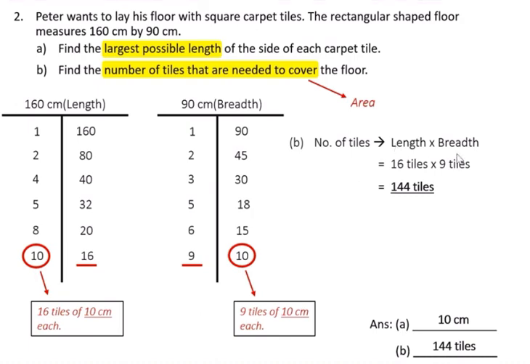Okay, so length times breadth. Length can put 16 tiles, breadth can put 9. So 16 times 9 will be covering the whole rectangular shaped floor with the tiles. So you actually need 144 tiles. Understand, children? Okay. All right.